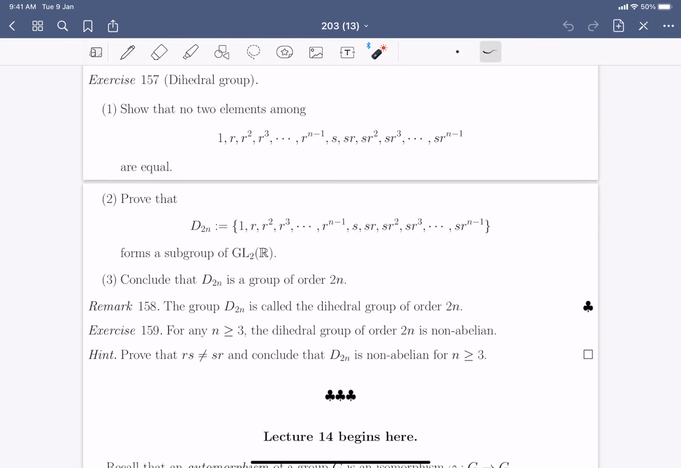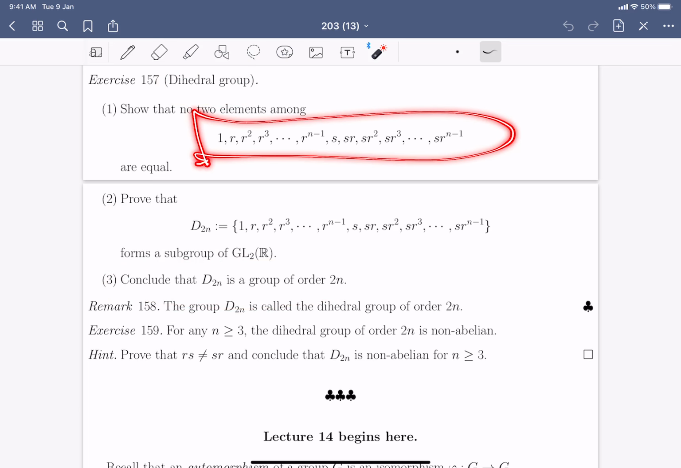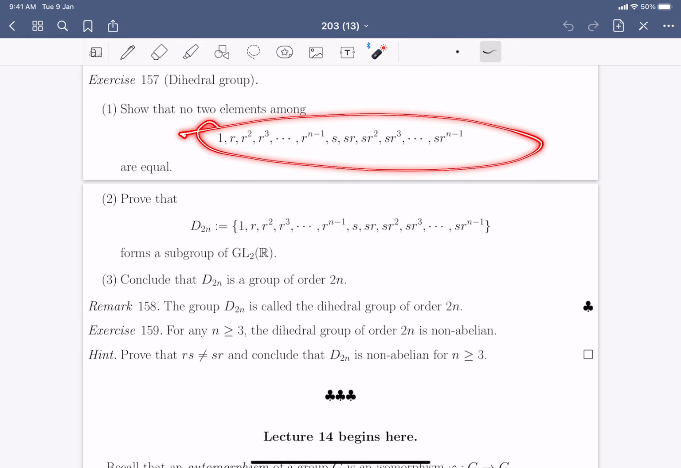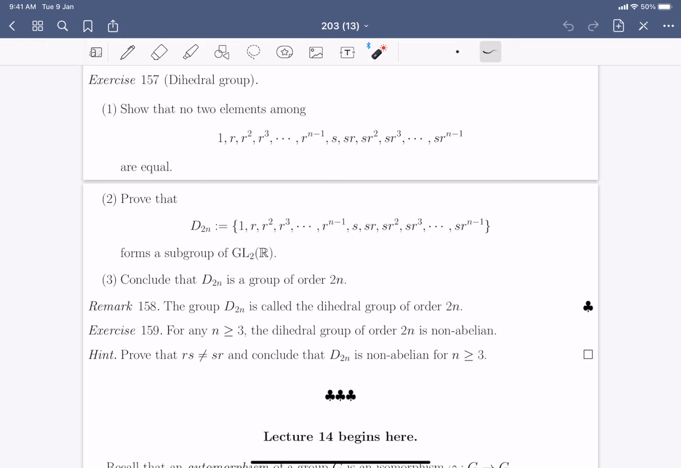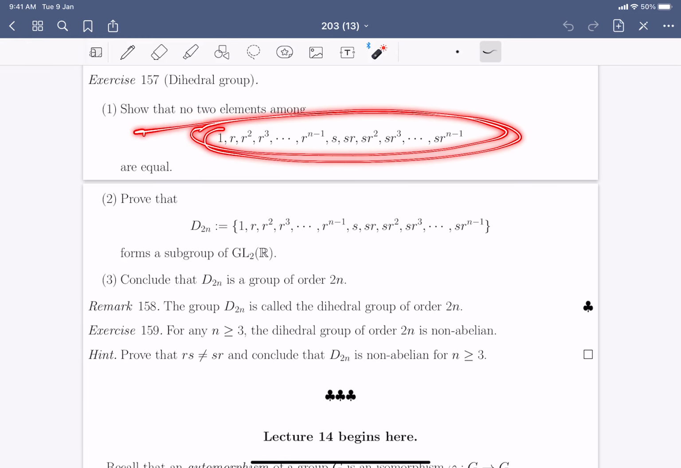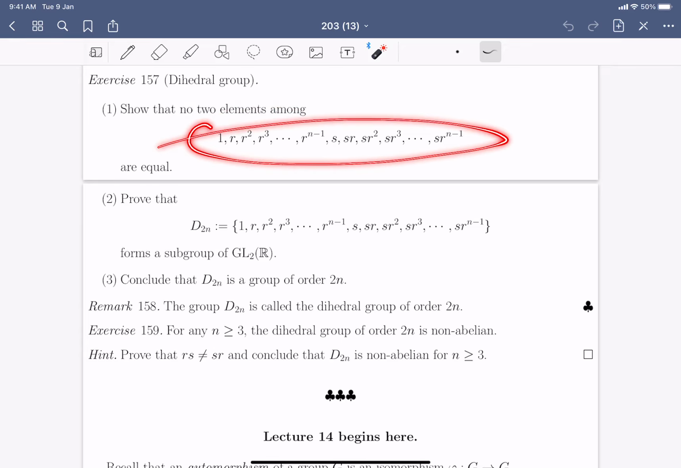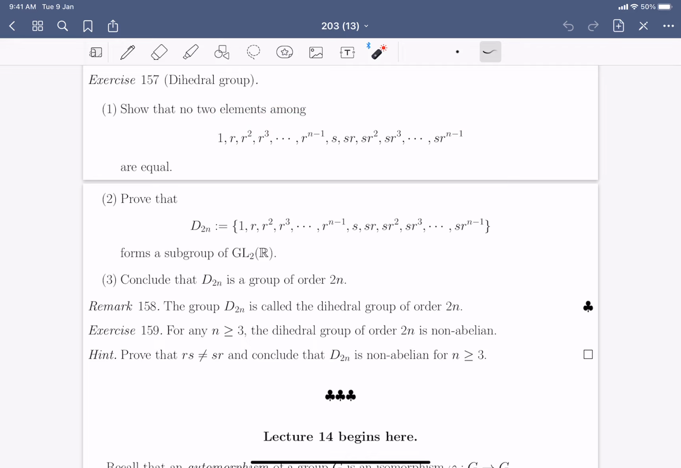Anyway, one can talk about the dihedral group only after solving this exercise, because this comes at the very end, at the third point. We need to first show that no two elements among this bunch of 2n elements are equal. I'm sorry, I had in mind that they should be distinct, but I ended up saying that no two of them are distinct. What I meant is that any two of them are distinct. In other words, no two of them are equal.